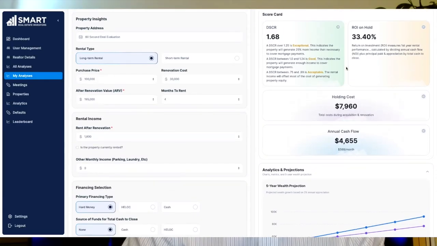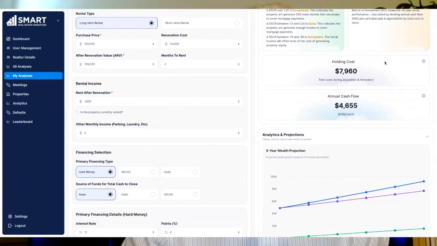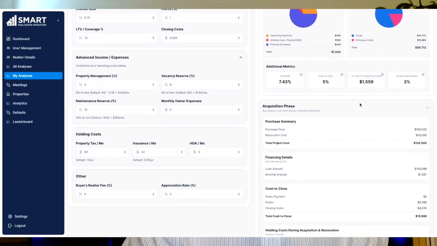The fourth number is total wealth ROI. This allows us to look beyond monthly cash flow and understand how cash flow, principal reduction, appreciation, and leverage will work together to build long-term wealth. And that's the deal. In 60 seconds, we've moved from looking at a property to understanding the financial story behind it.